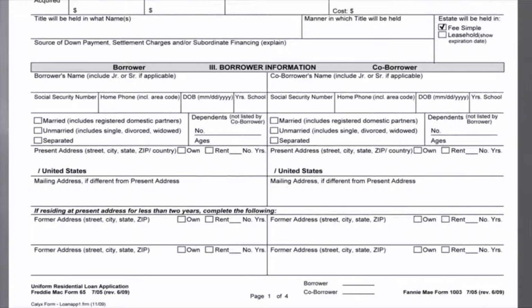Section 3. Borrower information. This is personal information required of you and any co-borrower involved, including social security number, date of birth, marital status, and contact information. If you lived at your current address less than 2 years, be prepared to furnish former addresses for up to 7 years. With this identifying information, your lender will be able to obtain your credit report, which is a key factor in helping your loan officer assess your current financial situation.